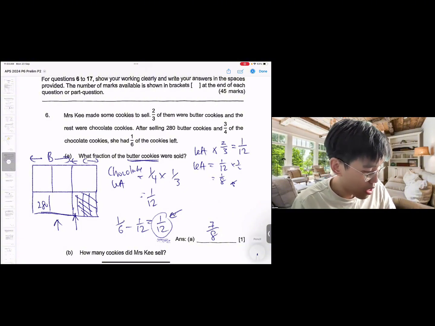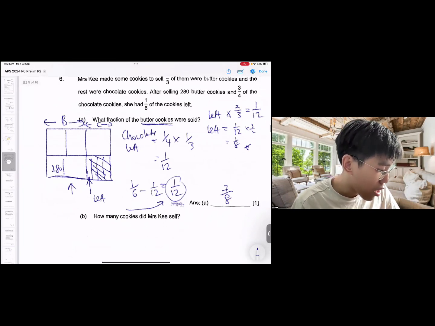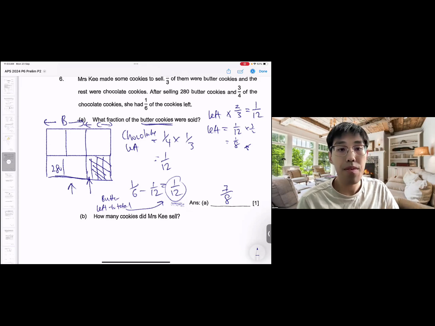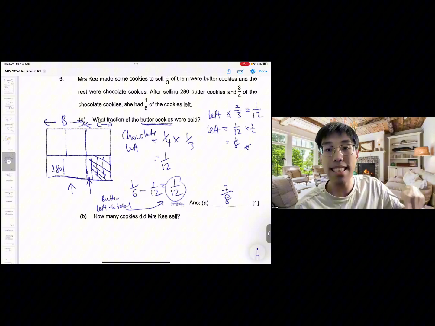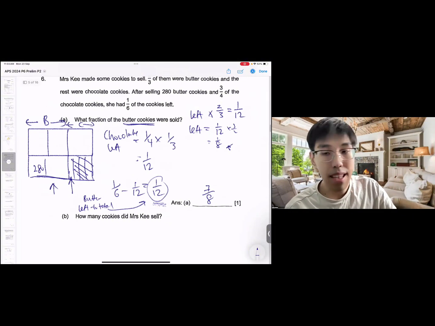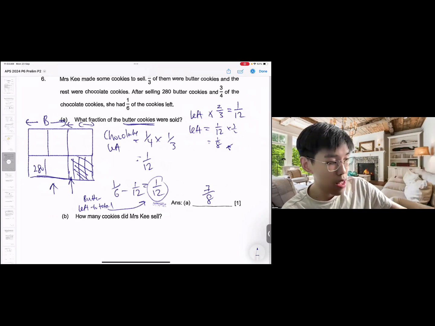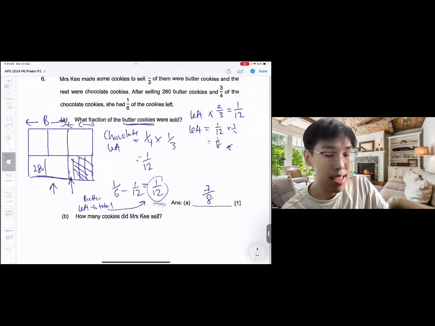So this one is butter left to total. Okay, so this one is 1/12. So the fraction of the butter cookies left, which is what we are looking for here, is left times 2/3. Left times the 2/3 here gives me 1/12. This 1/12 is of the total. So the left here is 1/8. So the sold cookies, because it's of the butter cookies, is 1 minus 1/8. Answer is 7/8.